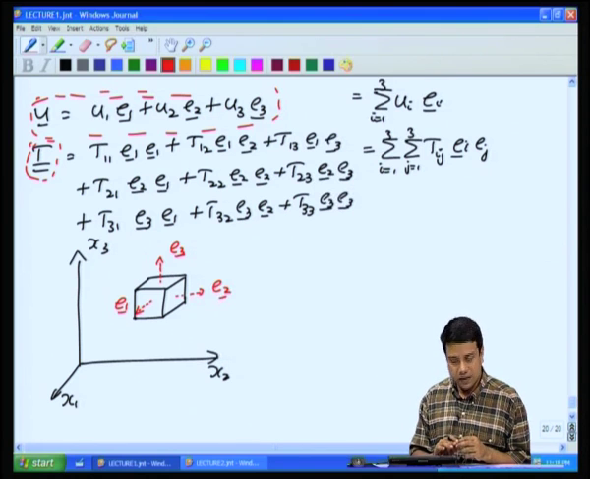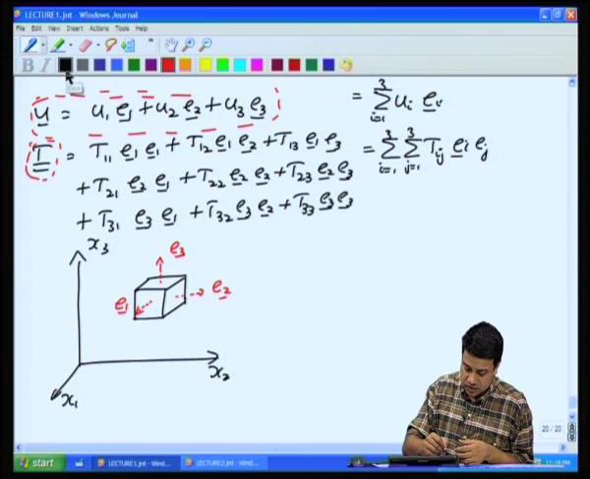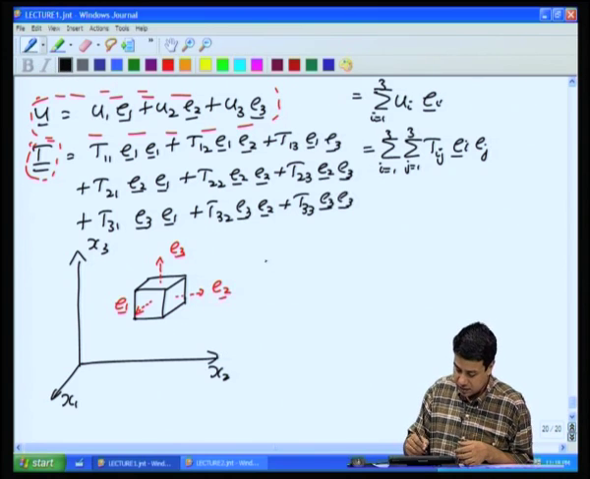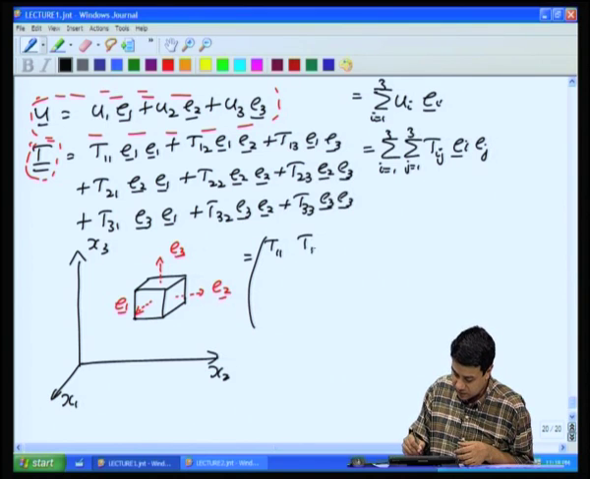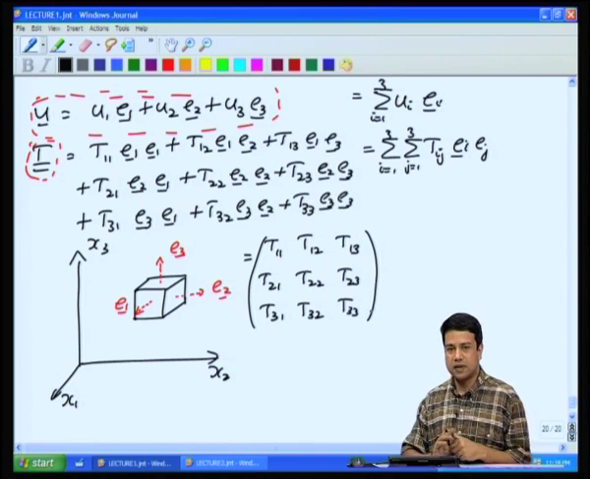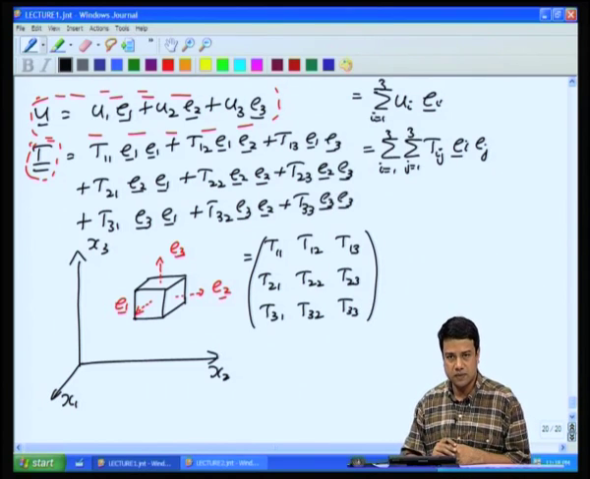We will see a little later that in some applications it is also convenient to write this in a matrix form. The stress tensor is sometimes conveniently written in a matrix form. There are certain advantages to writing it in this form. We will see that as we go along in this course. So, this is the notation for the stress tensor.